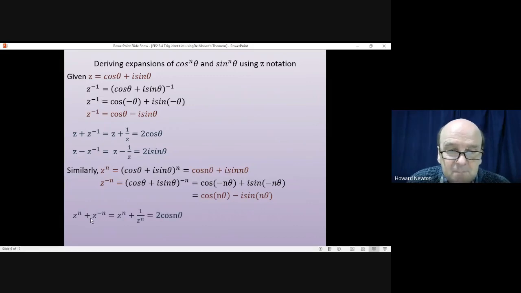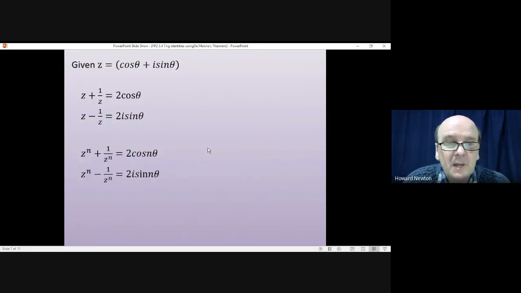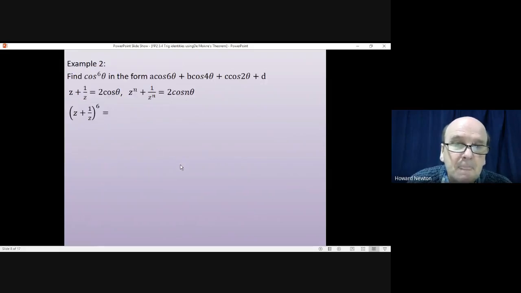Adding those together, so if we add Z to the n to 1 over Z to the n, we get 2 times the cosine of n theta. If we subtract one from the other, Z to the n minus 1 over Z to the n, again we get 2i sine n theta. Don't forget the i. That's just a summary of what we've done. I'd possibly make a very quick note of those and refer to them as we go through the rest of the lesson. Okay, how do we use them?